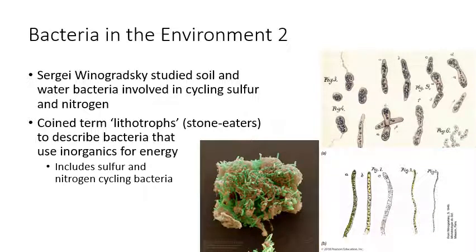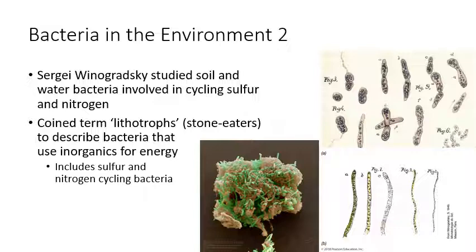Another guy, Sergei Winogradsky, followed up on Martinus's experiments, studied those same soil and water bacteria, and he studied how they cycle sulfur and nitrogen through the environment. So he made a lot of contributions to our understanding of how microbes, and bacteria in particular, are important for cycling those nutrients from the environment and making sure that plants and animals have them available to them.